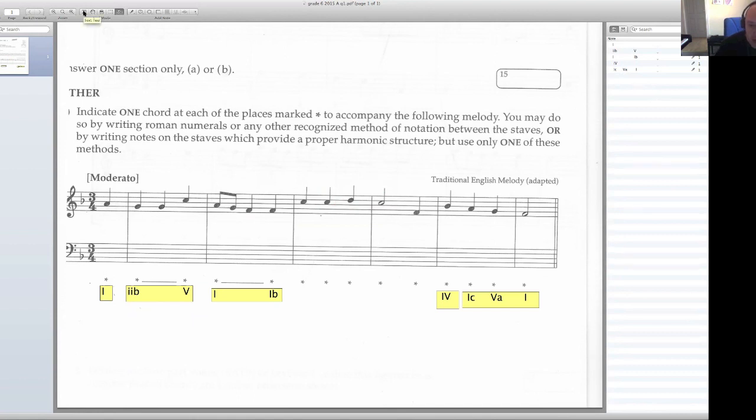Now, a box for those three. There you go. That is going to be chord one, followed by 4C, followed by one again. Right there. Yes, perfect opportunity for that. Good. Now, chord one, followed by chord four in second inversion, and back to chord one.